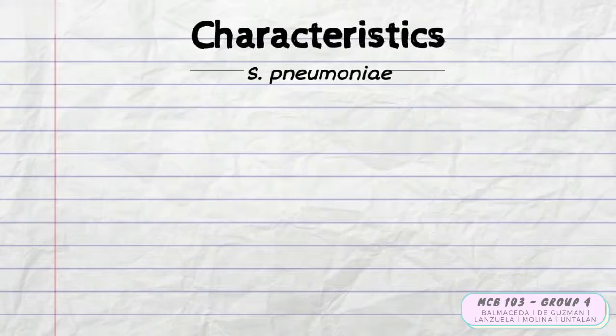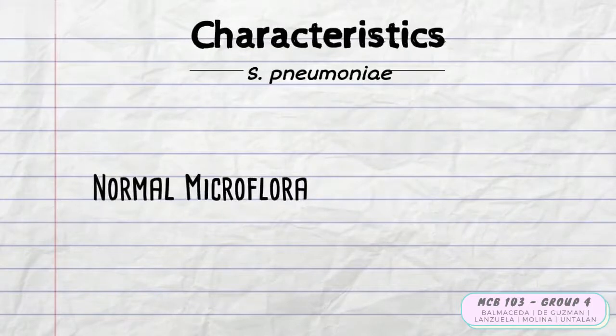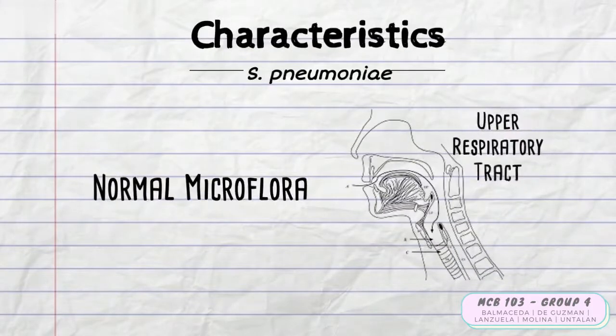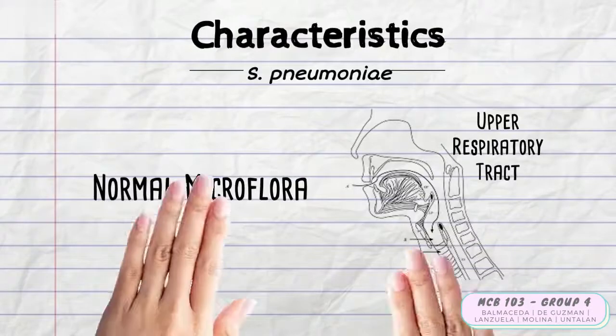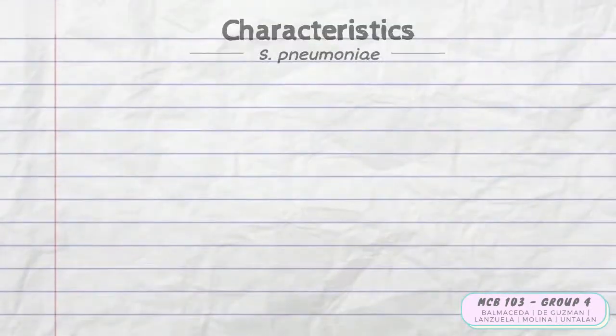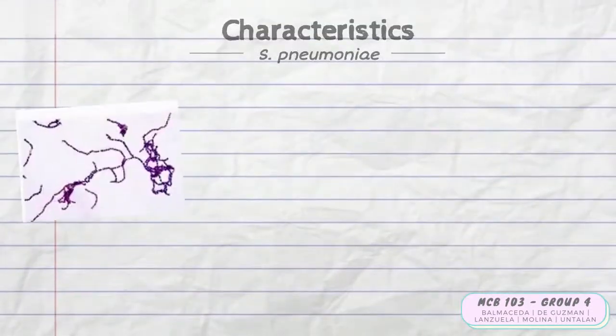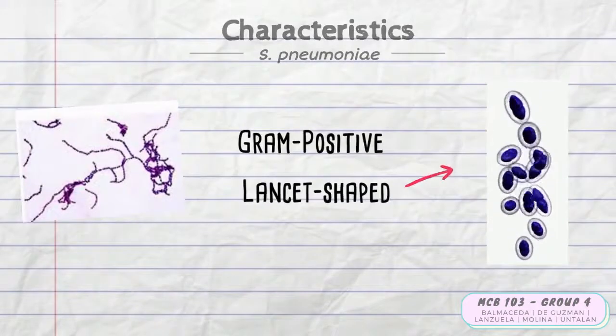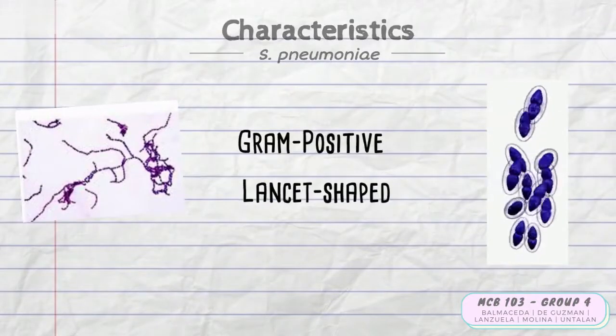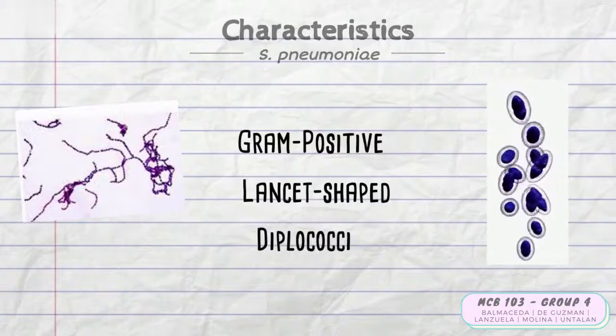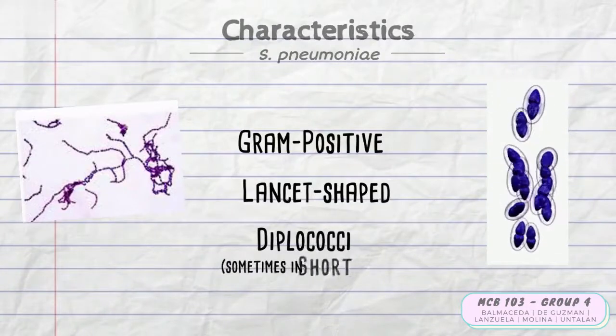Streptococcus pneumoniae is a part of the normal microflora of the human upper respiratory tract. It is known as the pneumococcus due to its morphology and involvement in pneumococcal pneumonia. Streptococcus pneumoniae cells are gram-positive, lancet-shaped cocci that usually occur in pairs or diplococci but may also occur singly and in short chains.